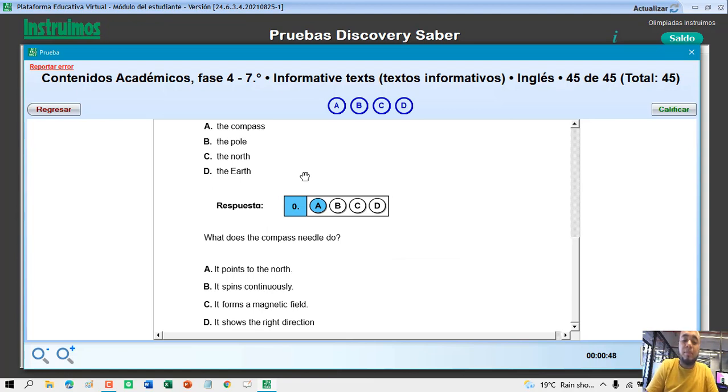It says, hey, ¿qué es lo que hace un compás? Una brújula, la aguja de la brújula, dice, it points to the north. Could be. También, it spins continuously. Eso da vueltas y vueltas y vueltas muy constantemente. No, maybe. En sí, it forms a magnetic field. Eso forma un campo magnético. I don't think so. And the D option it says, it shows the right direction. No siempre. Un compás siempre va a apuntar al norte.